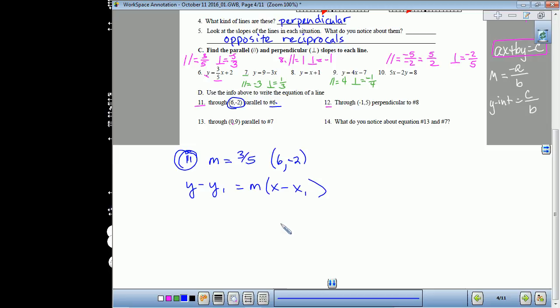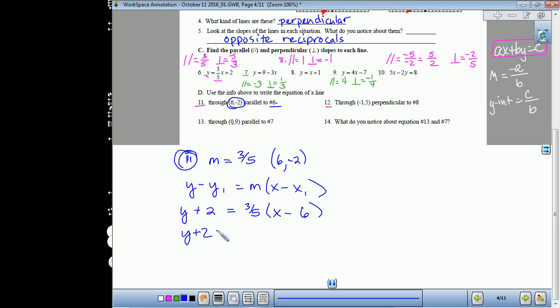This is the transformational form of a line. Just like last year, you remember when you did quadratics and you had the h and the k and it shifted it up, down, left, right? This is that shifting form. When you first studied point slope, we didn't talk about it that way, but now we know about transformations of functions. So when we plug in, we get y plus 2 equals 3/5 times x minus 6.